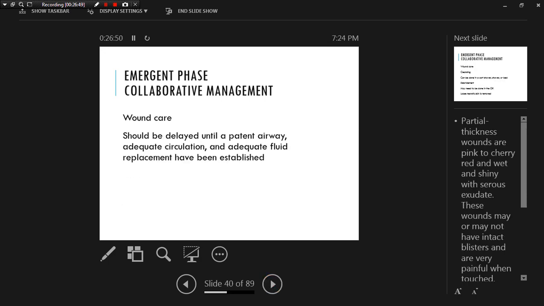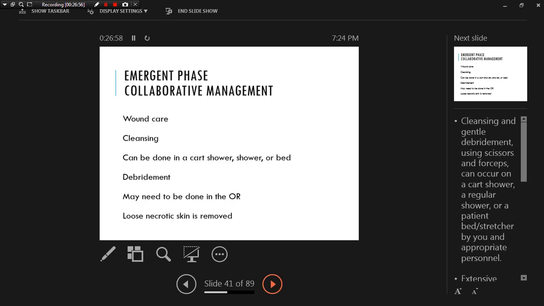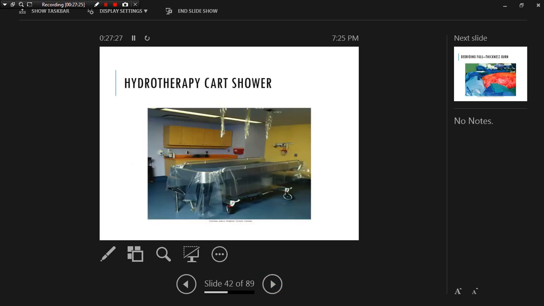Okay. So wound care should be delayed until the patient's airway, breathing, circulation has been established. That's our priority. So wound care, so cleansing can be done in the cart, shower, or bed. We need to consider debridement. It can be done in the OR, it can be done at the bedside, and it's something that's going to be done to continue to remove that necrotic skin so that tissue regeneration and growth can start. We know we need a clean surface, clean slate.